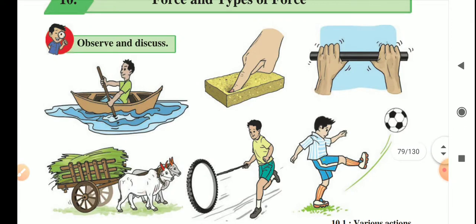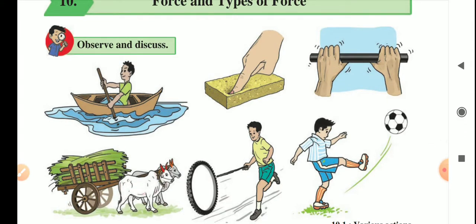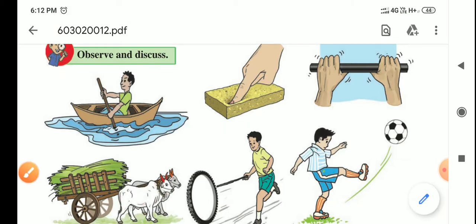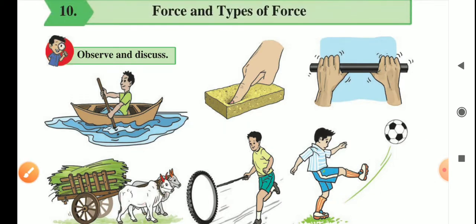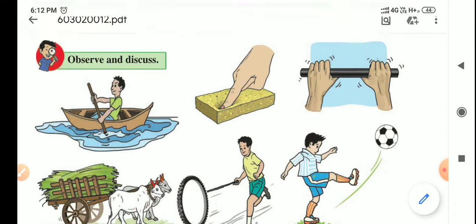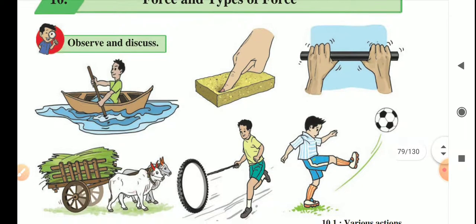In the second image you can see two bulls pulling a bullock cart filled with various vegetables and a few other things. And in the third image you can see one boy playing with a cycle tire. He is pushing that tire with the help of a stick. In the fourth image you can see one person pressing a sponge with his index finger. In the fifth image you can see one person trying to bend or break a stick by applying force. In the last image you can see one boy playing with a football. He is kicking the football in order to move it in a particular direction and make a goal.